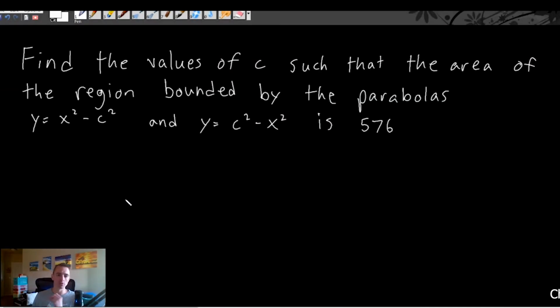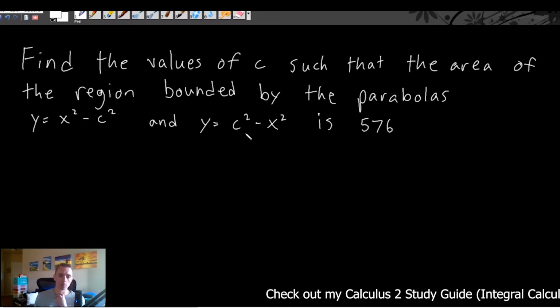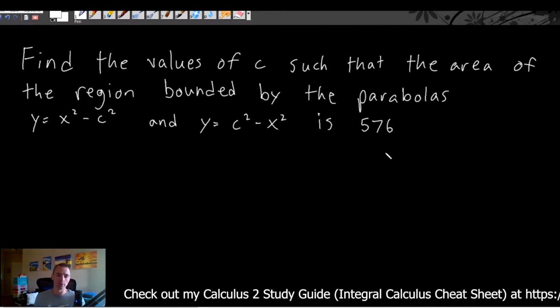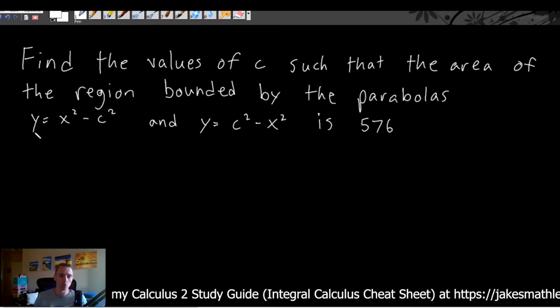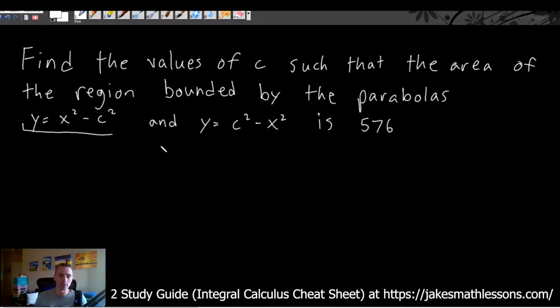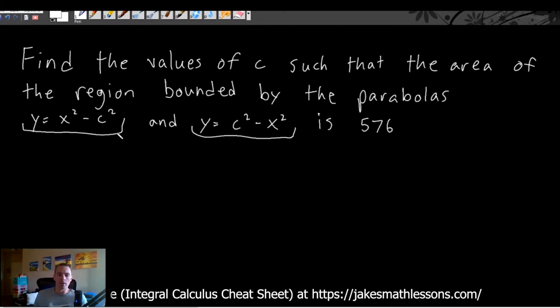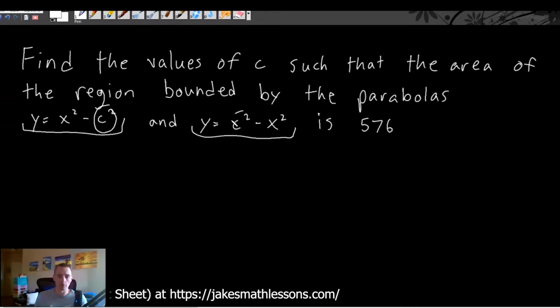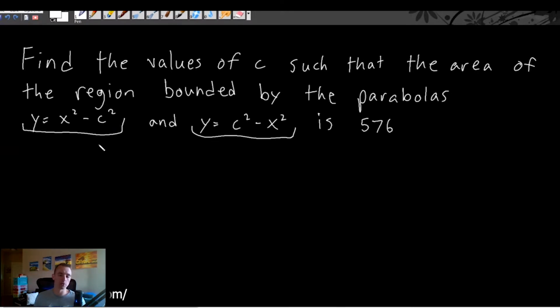The problem tells us to find the values of c such that the area of the region bounded by the parabolas y equals x squared minus c squared and y equals c squared minus x squared is 576. This is an interesting problem because they give you these two different equations, but they both have this c squared term in here, which you don't see too often. What you want to keep in mind is that c is going to be treated as a constant.